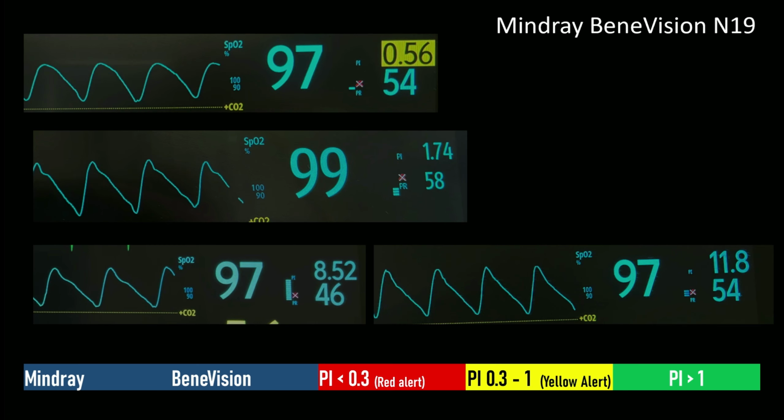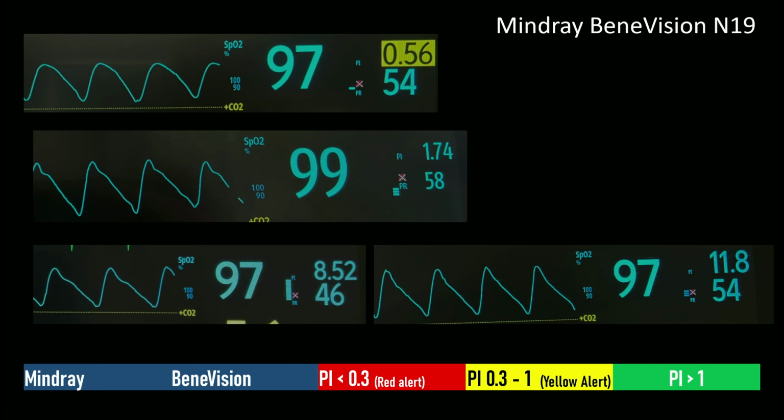These are different screens on the Mindray monitor, and you can see that the top trace isn't great and the perfusion index is 0.56 and it is colored yellow. It's okay, but it's marginal. If it's less than 0.3, that color would be red. The second trace is 1.74, and that's considered very good, satisfactory, possibly optimal. But the bottom two traces are stellar, 8.52 and 11.9.